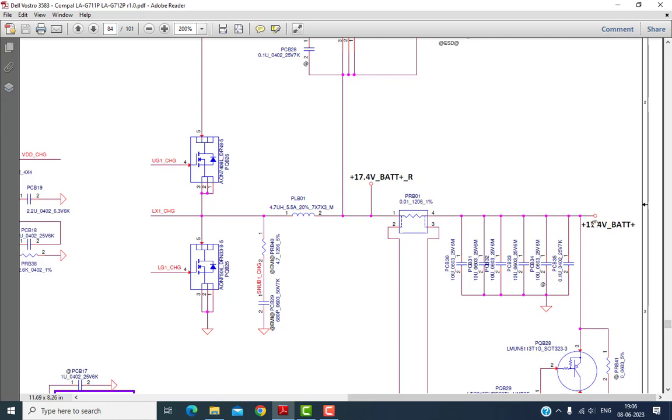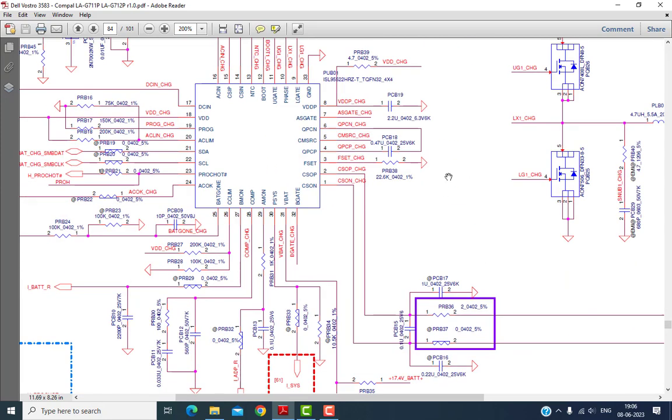Now if your battery is not charging for some reason, then you have to focus on these two MOSFETs. You have to check these MOSFETs with a multimeter. Sometimes the MOSFET shows okay with the multimeter. At that time you have to replace both MOSFETs. You have to get another working MOSFET, put it here, and recheck. In this way the battery charging section works.